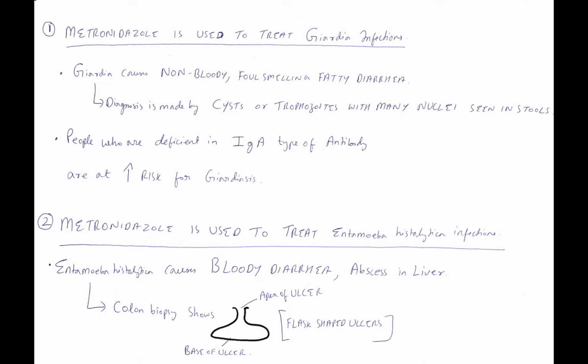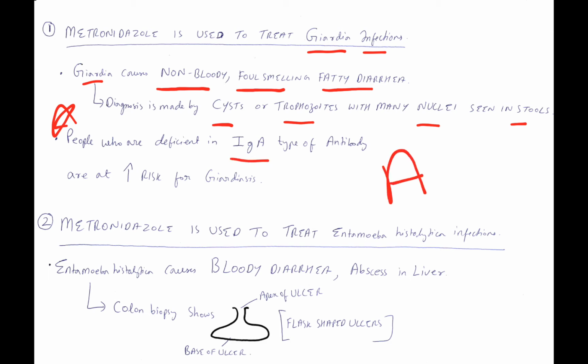Metronidazole is used to treat Giardia infections. Giardia causes non-bloody, foul-smelling, fatty diarrhea. Diagnosis can be made by cysts or trophozoites with many nuclei seen in stools. One most important thing is people who are deficient in IgA type of antibody are at increased risk for giardiasis.